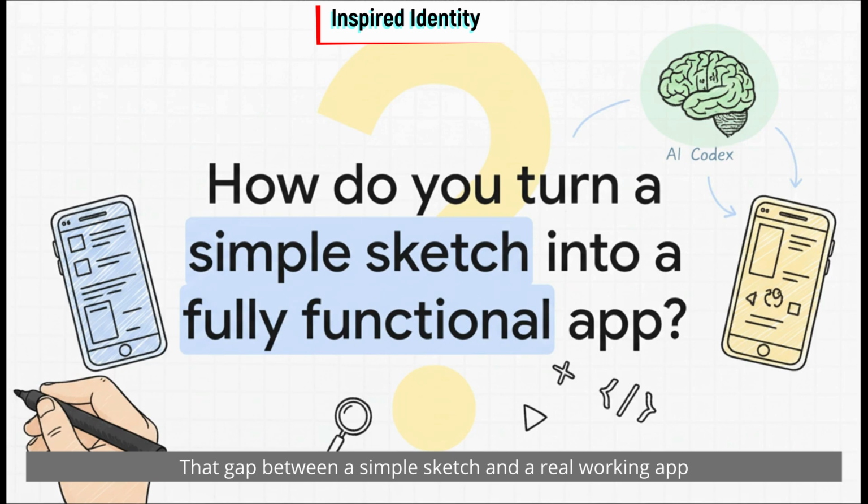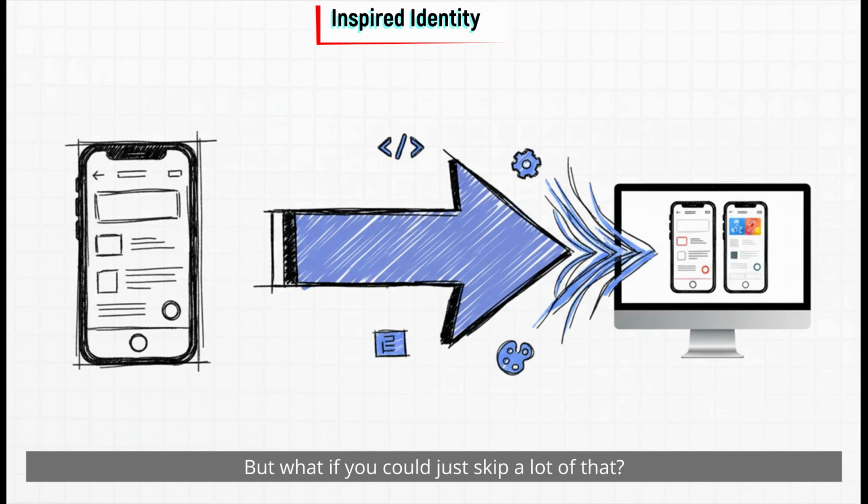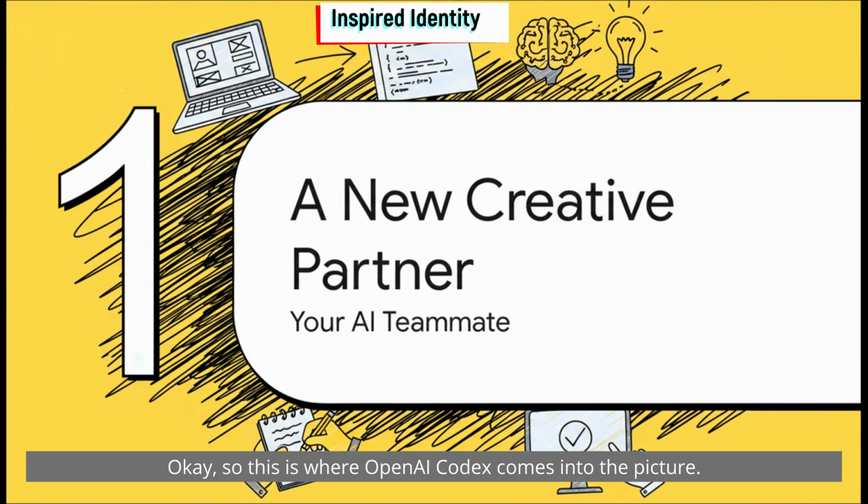That gap between a simple sketch and a real working app can feel like a huge, tedious journey of just endless coding and tweaking. But what if you could just skip a lot of that? I mean, what if you could take that visual concept and turn it into actual working code, almost instantly, just from a single picture? Okay, so this is where OpenAI Codex comes into the picture.